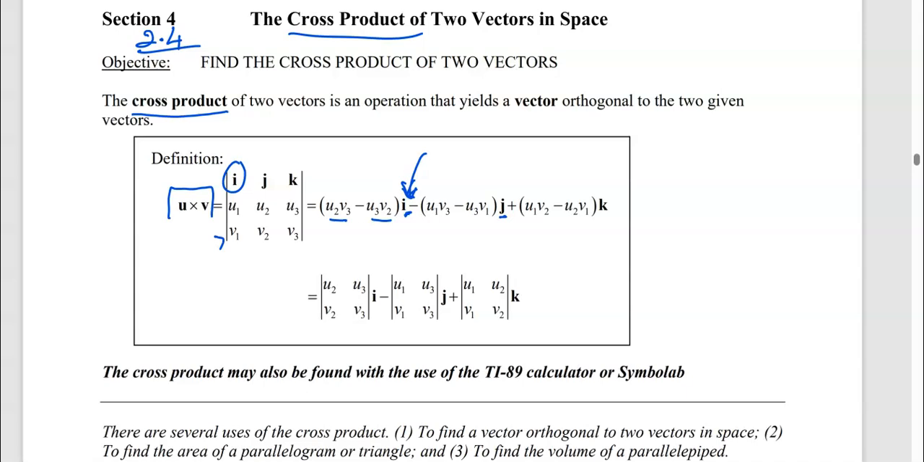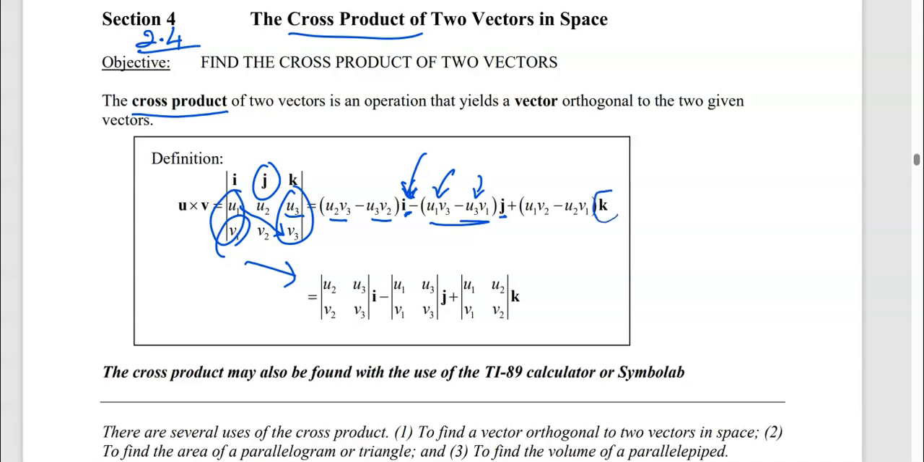Let's go back again. I'm going to show you what the second one looks like. So j is going to be there, the j vector, times this parenthesis, which you take out of these two columns. Again, you multiply u1 times v3, minus u3 times v1, and that's going to be that. You can see over here too, this is the second stage.